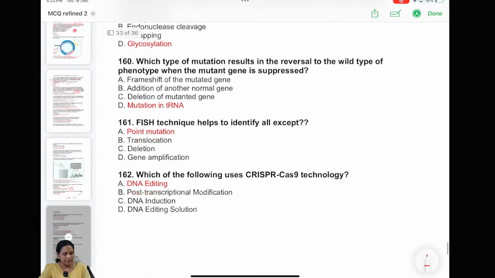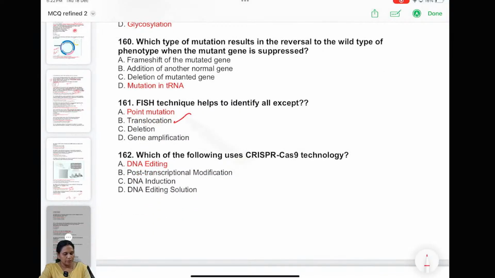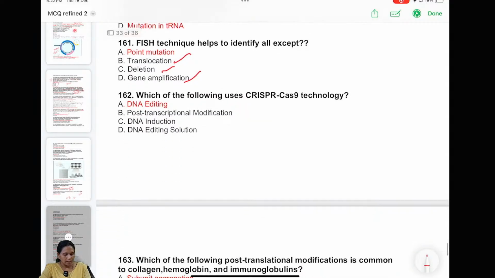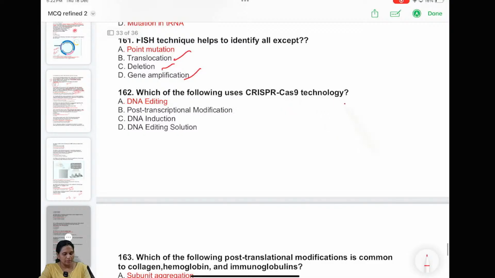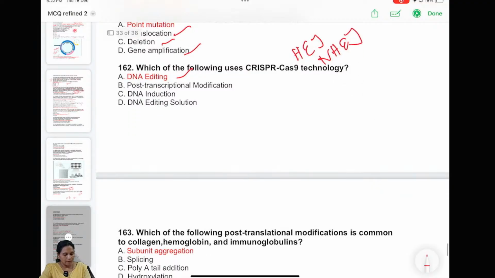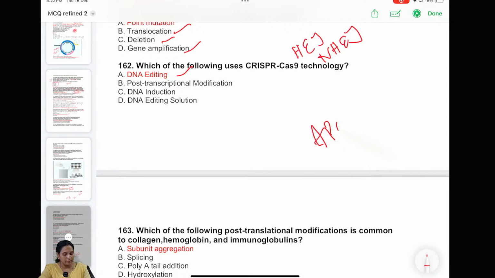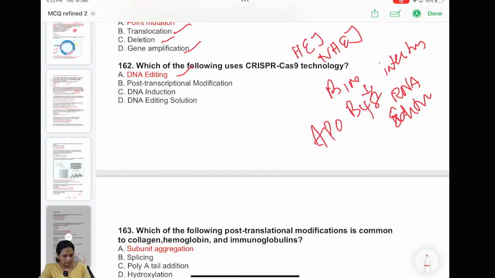The FISH technique helps to identify all except. Through the FISH technique, translocation, deletion and gene amplification can all be identified, but point mutation cannot be identified. Next, which of the following uses CRISPR-Cas9 technology, DNA editing by homologous end joining and non-homologous end joining? Okay. Why did I mention RNA editing? ApoB100 becomes B48 in the intestine by means of RNA editing in the intestine. Okay? DNA editing uses CRISPR-Cas9 technology.